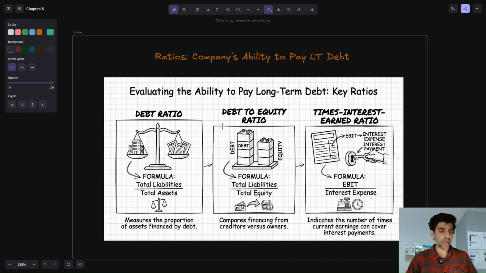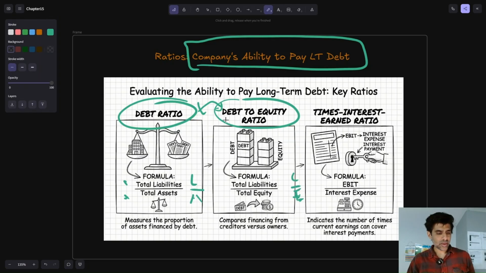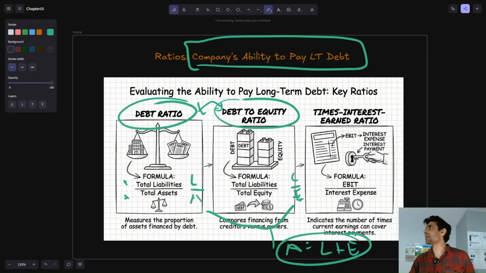Okay. Ability to pay off long-term debt. This is another theme related to leverage. So the debt ratio, which was total liabilities divided by total assets, it's actually related to this debt to equity because remember, this is L over A, this is L over E, but we know that L, E, and A are all related because A equals L plus E. So, they're all related. There are different ways of showing how much leverage there is on the balance sheet.